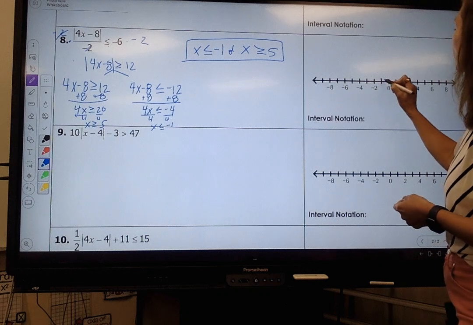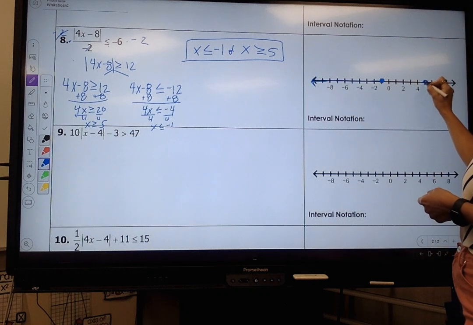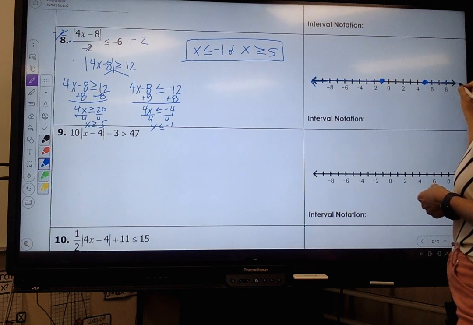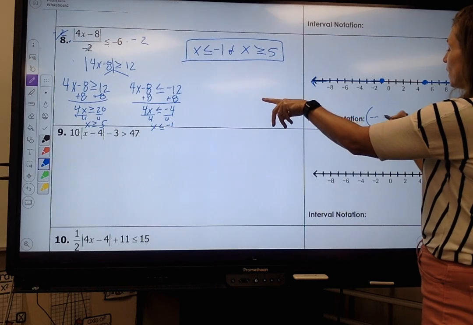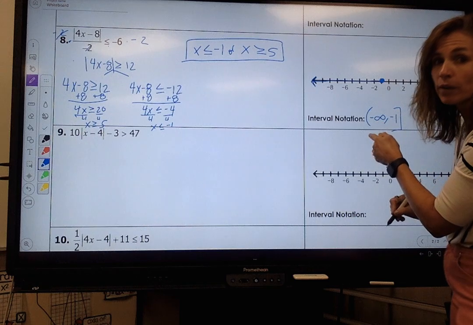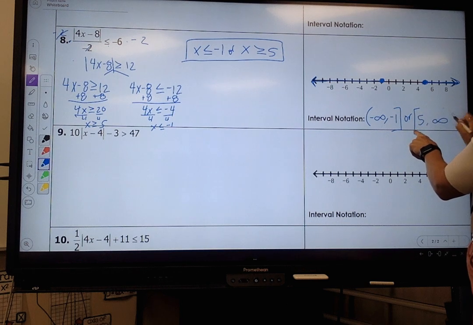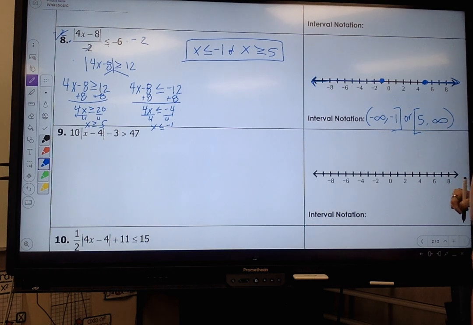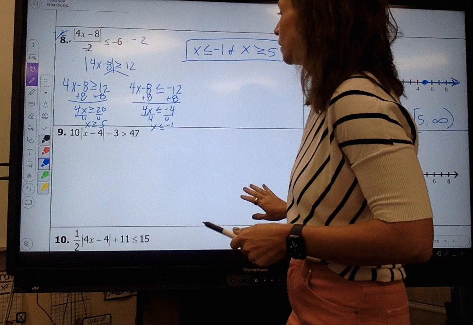So I bubble in -1. X is less than or equal to -1, so it goes that way. I bubble in 5. X is greater than or equal to, so I go this way. And now for my interval notation, this starts at -infinity, so it has to have a parenthesis. It goes to -1. -1 is a part of the solution, so I block it. I must include the word or. It picks back up again at 5 and goes to infinity. 5, of course, has a block around it, and infinities always have that parenthesis. Okay? All right, last one we're going to do together, number 10.